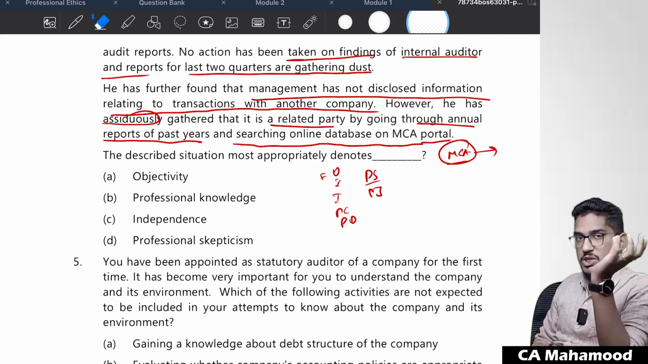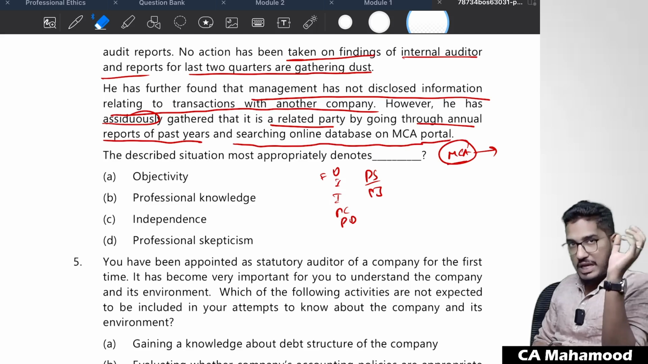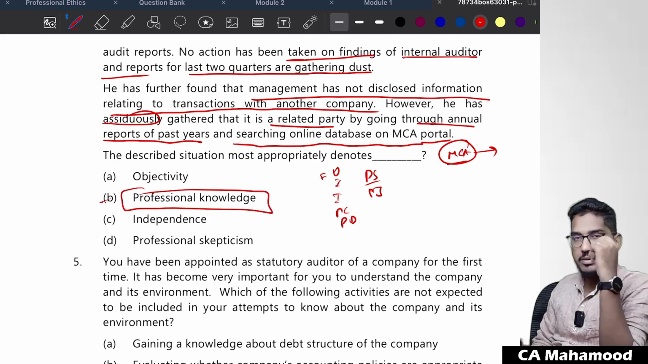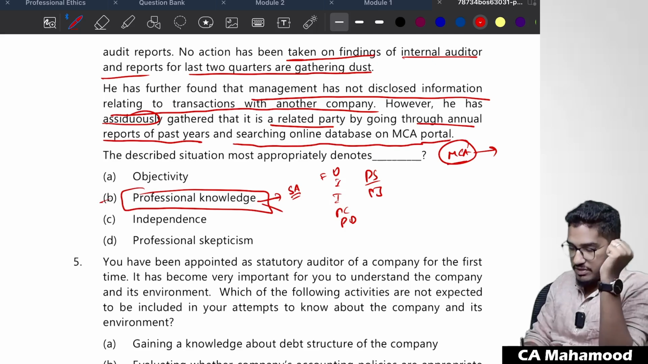That means he is having a suspicion. To find out that suspicion, he went through the MCA portals. So that means he had a questioning mind. He is having professional skepticism here actually. They are using the term professional knowledge, but this term we have nowhere come across. What do you mean by using professional knowledge? Using the standards on audit, using the content from the guidelines given by the ICAI. If you do that, that is professional knowledge.